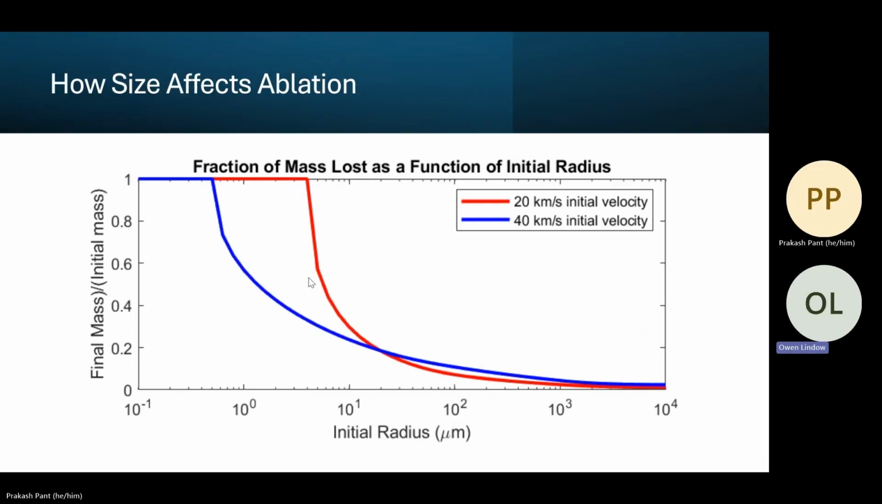We decided to look at how the size of the initial particle affects the proportion of mass lost. For anything below 10 micrometers here, for both entry velocities, no mass was lost, so it never even got above the boiling temperature. After that initial radius, it started dropping off very quickly. And we see that the higher the initial velocity, the smaller the particle can be, and it will still ablate.